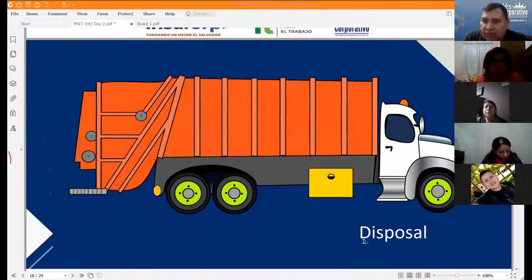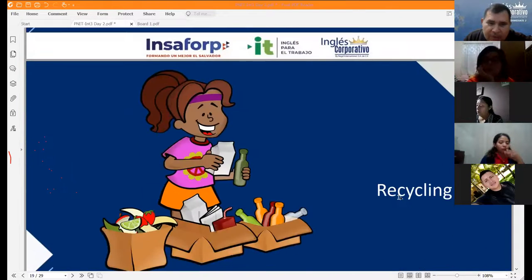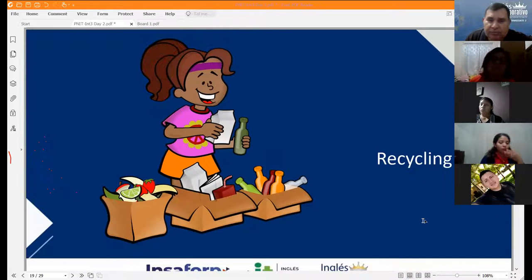Disposal. It goes to the garbage. But if we are ecologically conscious, what do we do? Recycling. We recycle. Okay, so this is the life. The life, the origin, the life, and everything of the planet.